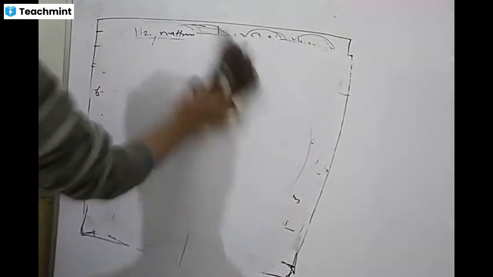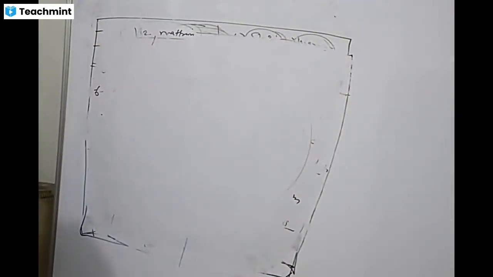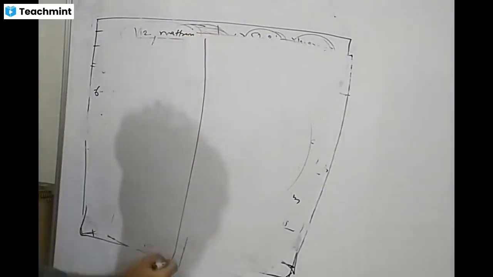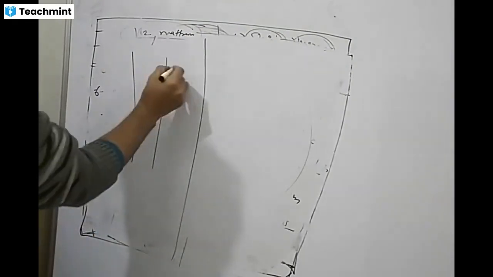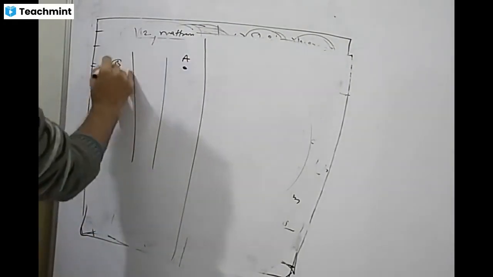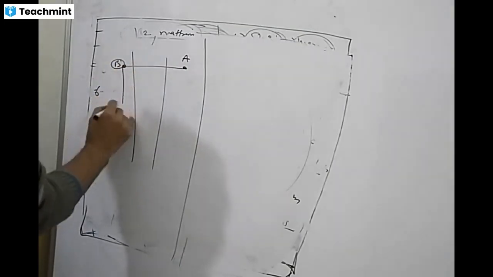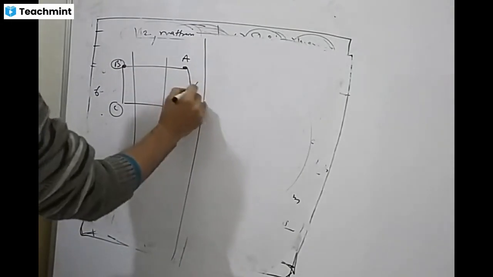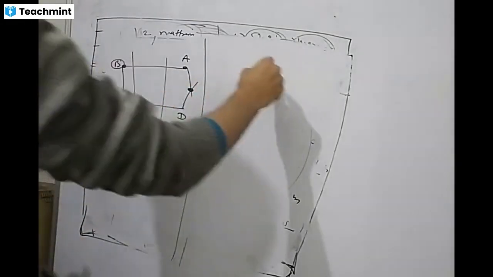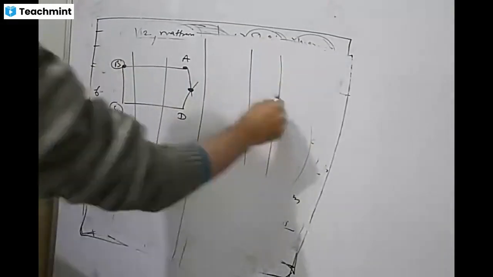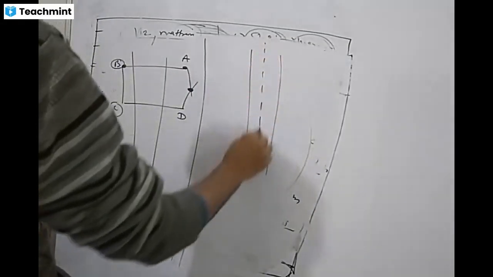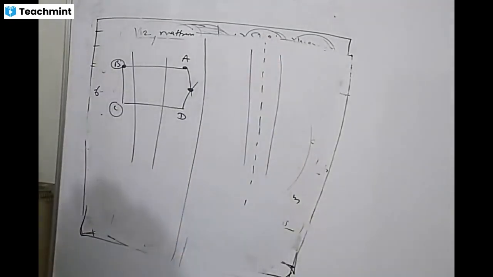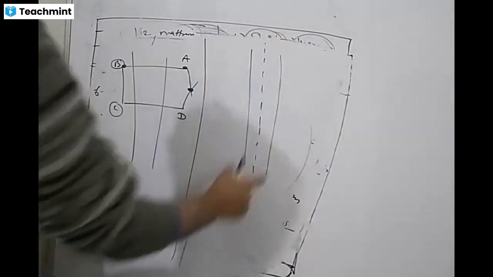In case of vertical mattress, see, if we compare, these are the two edges. We enter from point A, then B, parallel, C, then D, and then we tie a knot. This is the knot. In case of vertical mattress, this is the place where we put the incision. After taking the incision, these are the wound edges.